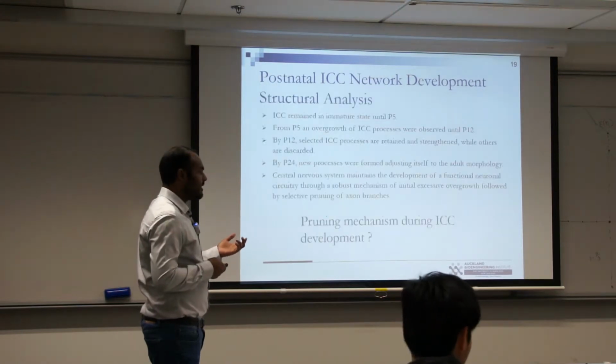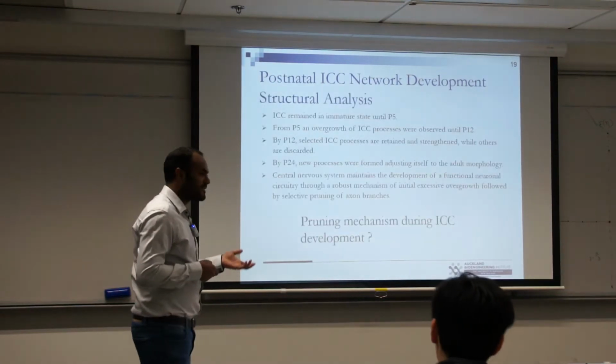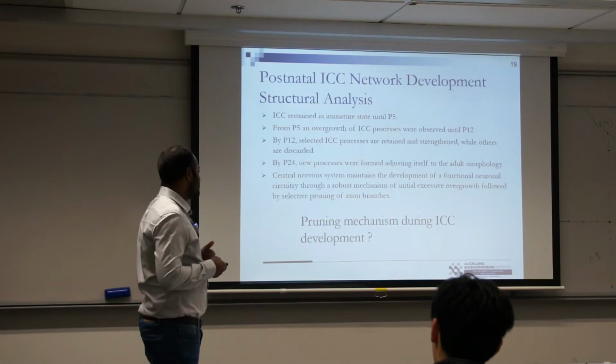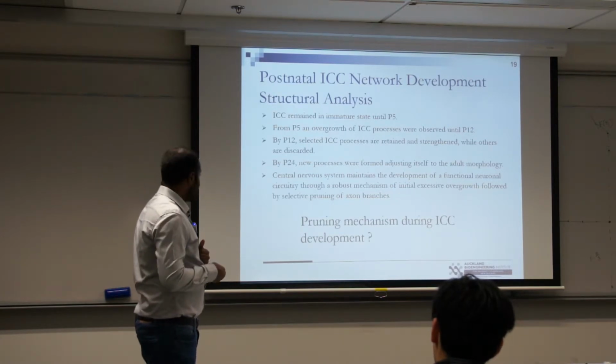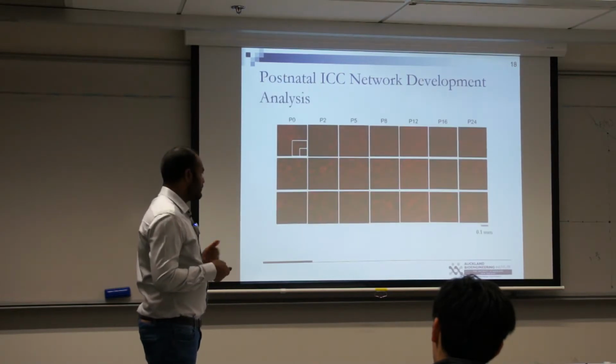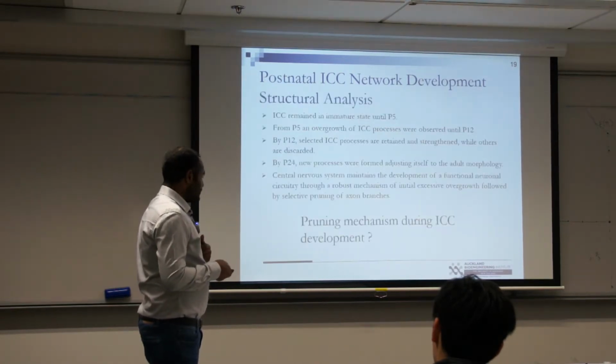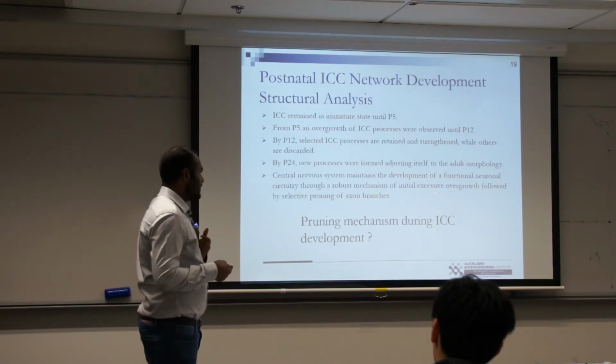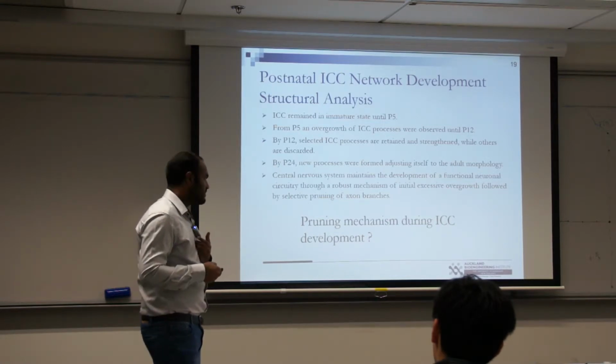So a similar kind of approach is hypothesized over here as well. Now by age 24, the new processes that are formed get adjusted to the adult morphology. So as I told before, the central nervous system maintains the development of a functional neuronal circuitry through a robust mechanism of initial excess overgrowth, followed by selective pruning of axon branches.